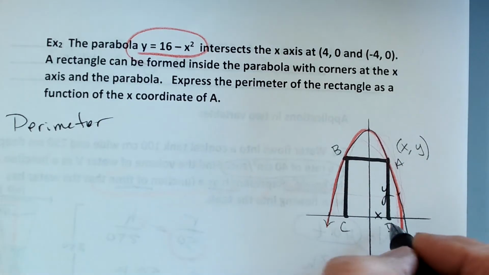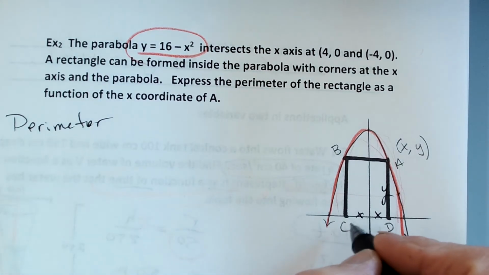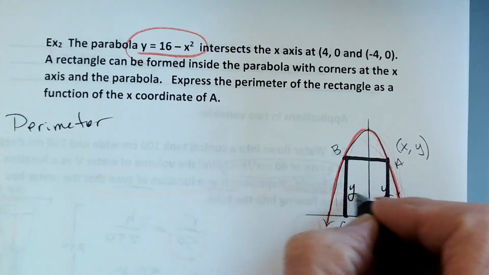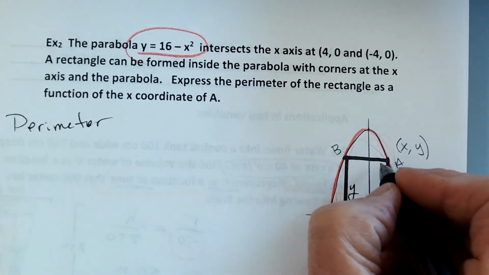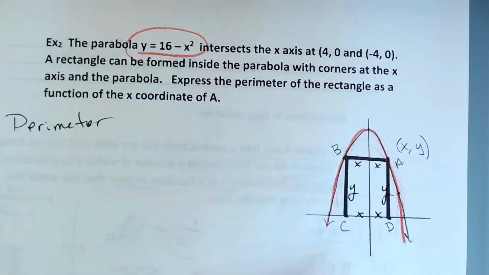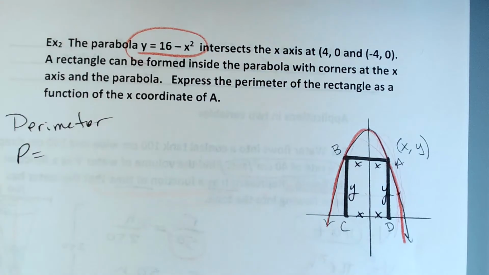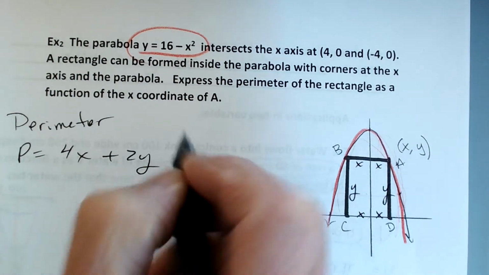At the same time, we're talking about perimeter, which is a length, so this would also be an x. We're not going to call it a negative x because we're talking about perimeter, length, right? What's the length? And this would also be a y, okay? Well, perimeter, right? We're going to add up all the way around, so this is also an x and that's also an x, right? So my perimeter is going to be 4x plus 2y, okay?